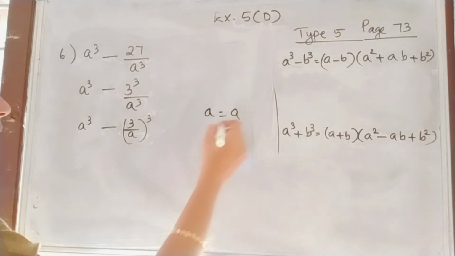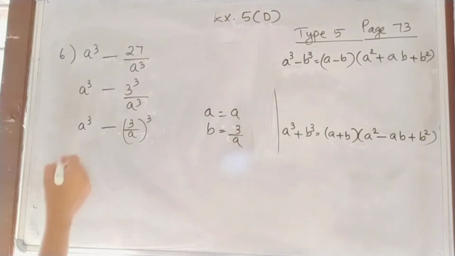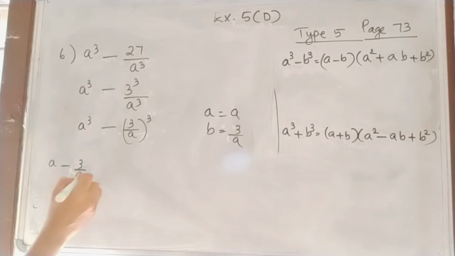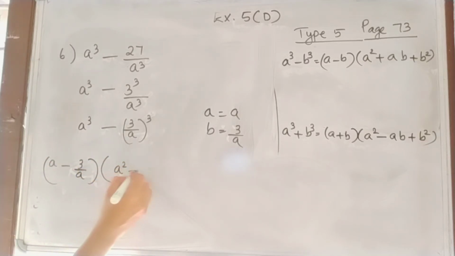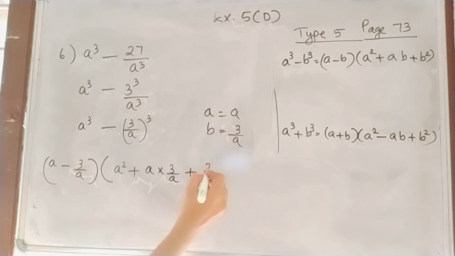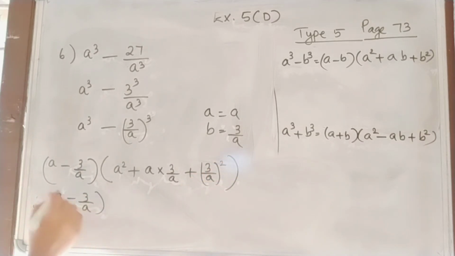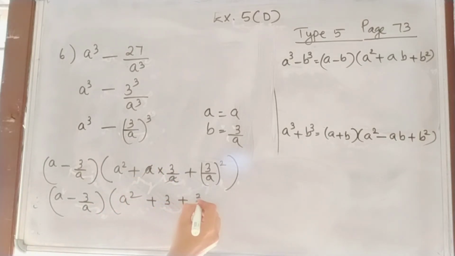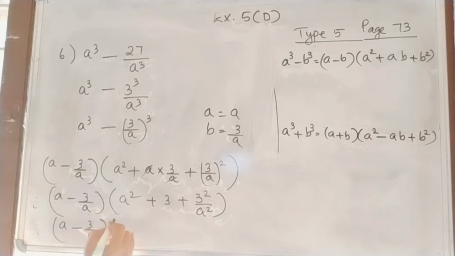Here a is equal to a and b is equal to 3 by a. So a cube minus b cube, we can write it as a minus b. So a minus 3 by a into a square plus ab means a into 3 by a, plus b square means 3 by a the whole square. So a minus 3 by a into a square, a cancel. So plus 3 square by a square. So again we can write this as what? A minus 3 by a into a square plus 3 square, 9 by a square.